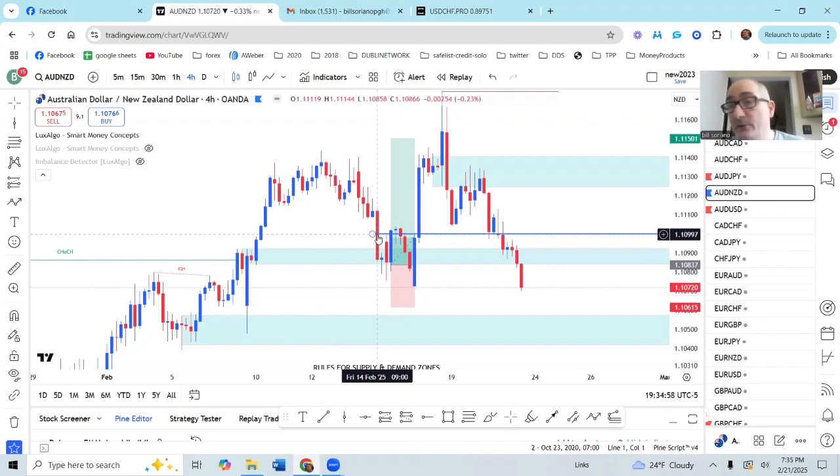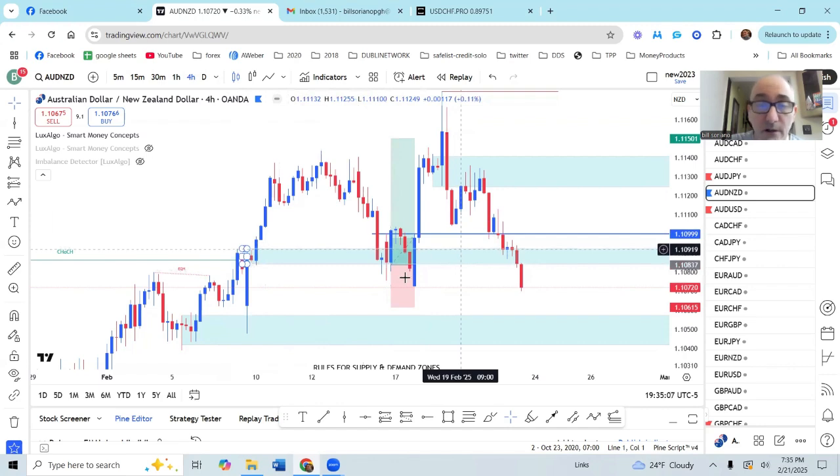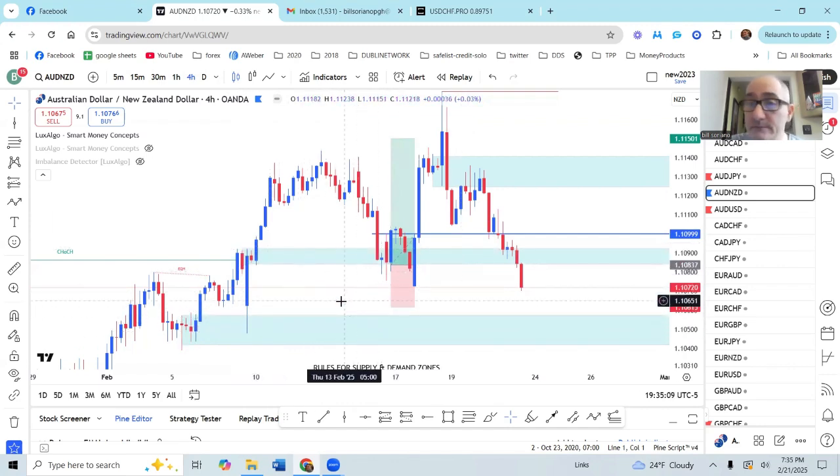Conversely, you can also drop down to the 1-hour first. Once you hit your zone here, you see we were in an uptrend here. So we identified this supply zone right here. We also had another one down below it, right?